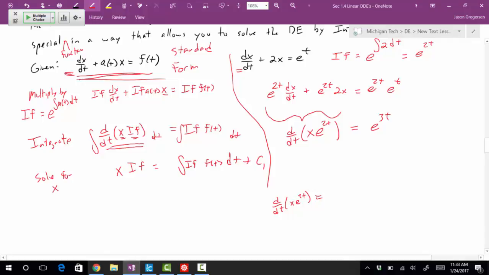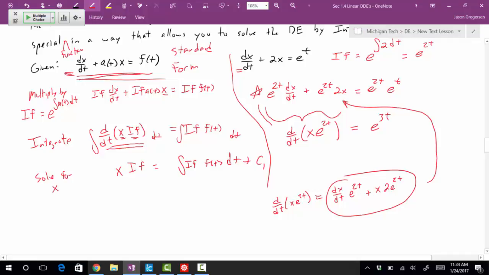What do I get here? I get the derivative of the first thing times the second thing plus the first thing times the derivative of the second thing. Well, wait a second. This looks exactly like that, okay? And that's the whole idea. How do we go from this step to this step? We're basically doing the product rule backwards, right? It's like the product rule backwards. Any questions so far? Okay.